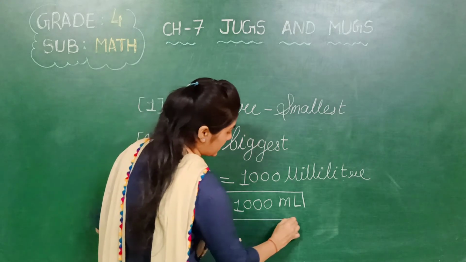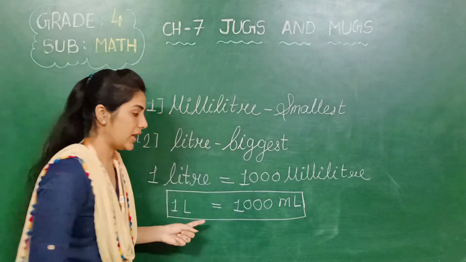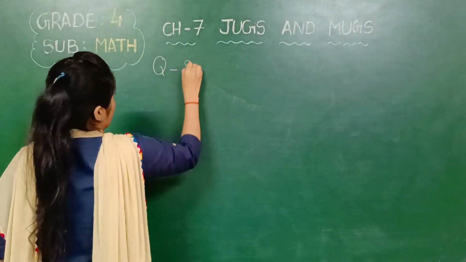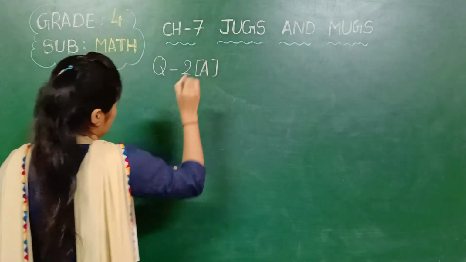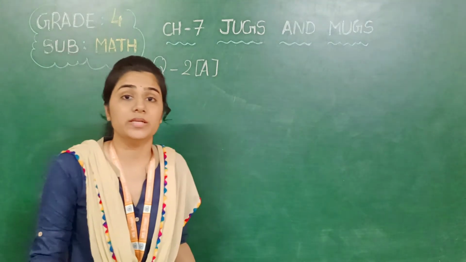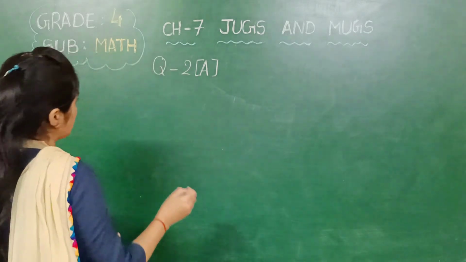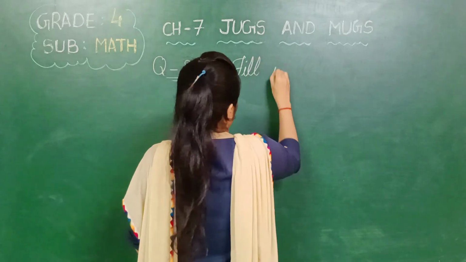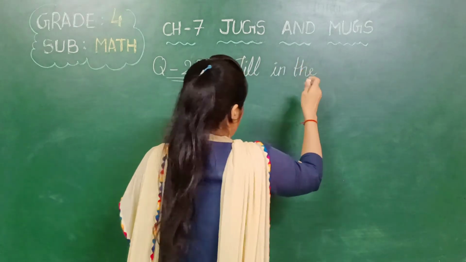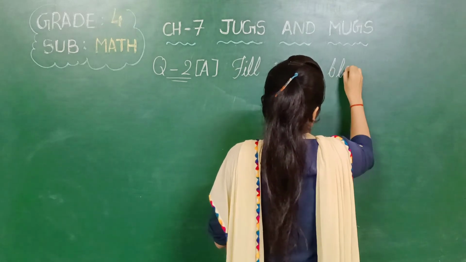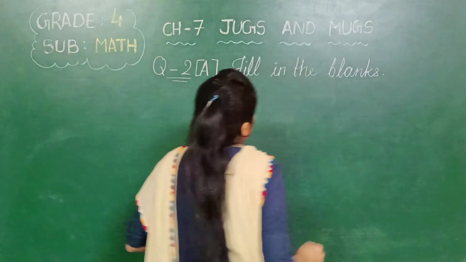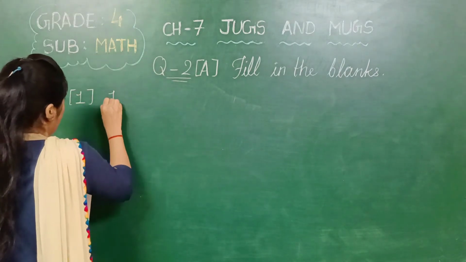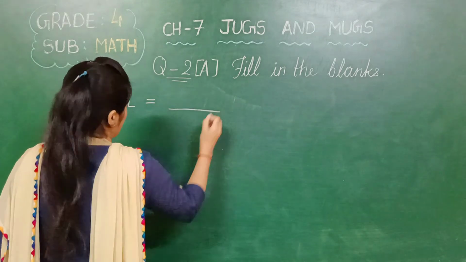And on the basis of this formula, conversion sums can be asked. So your question number 2a, filling the blanks, is given and you have to just write the answer directly in that. But you should know the method, how it comes. The heading of this is filling the blanks. And question number 1 is given: 1 liter is equal to blank.